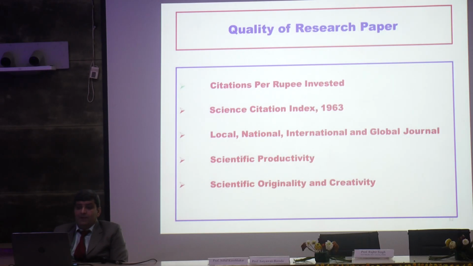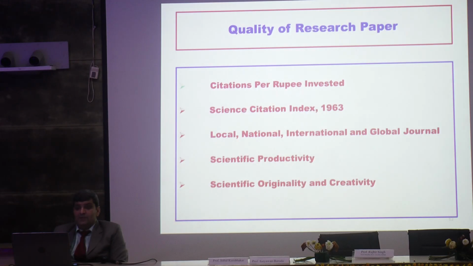Quality of the research paper. There are several criteria: citation per rupee invested, Science Citation Index, local, national, international and global journals, scientific productivity, scientific originality and creativity. Citations per rupee invested.